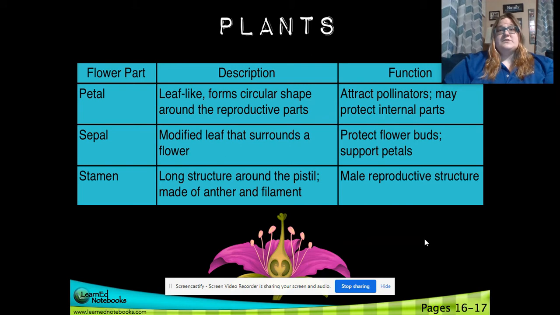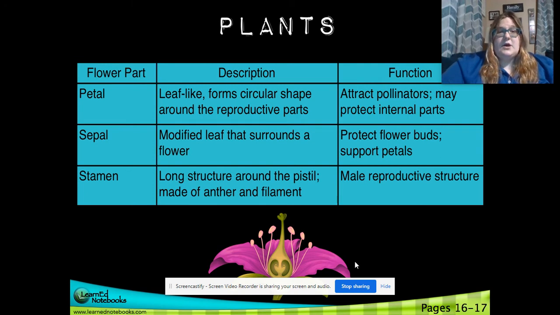So there's 6 parts that we're going to talk about. First is the petal. Petal is leaf-like and it forms a circular shape around the reproductive parts. The function of this is to attract pollinators. It also helps protect the internal parts. The sepal is the modified leaf that surrounds the flower and it protects the flower buds and supports the petal. So it's closed, and then when it opens, it protects the petal after it was the bud.